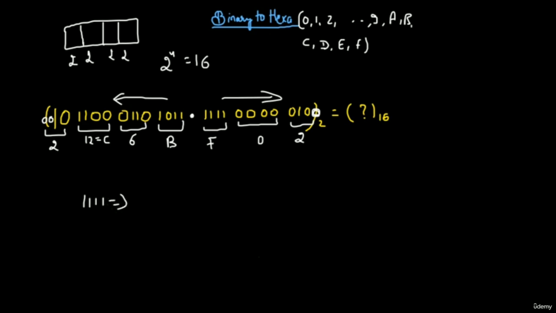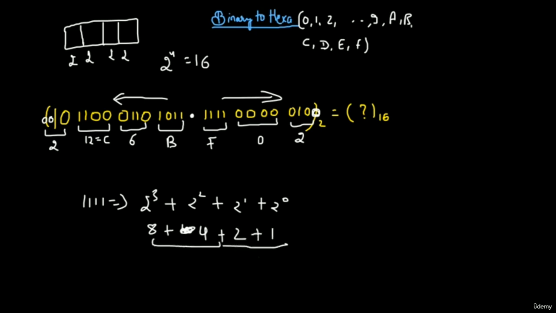Well, it's very simple. 2 to the power 3 plus 2 to the power 2 plus 2 to the power 1 plus 2 to the power 0. Sorry, this is going to be 8, this is going to be 4, this is going to be 2, and this is going to be 1. 8 plus 4 is 12, 12 plus 2 is 14, 14 plus 1 is 15, and 15 is going to be F, and this is our answer.